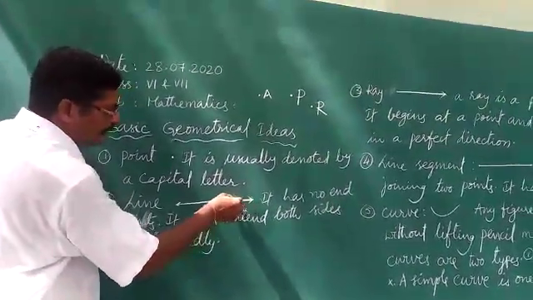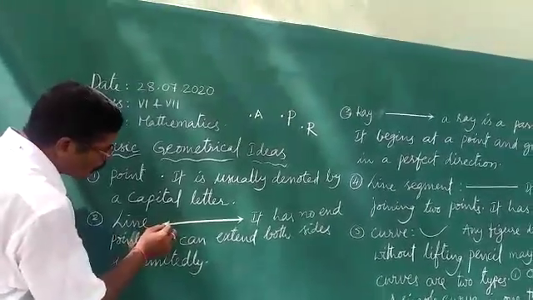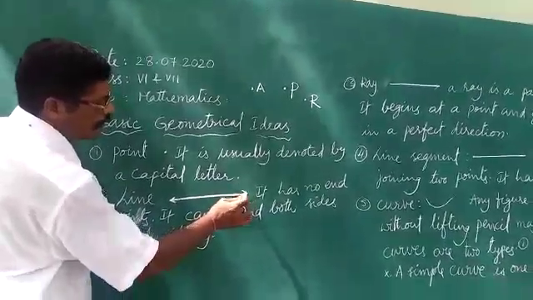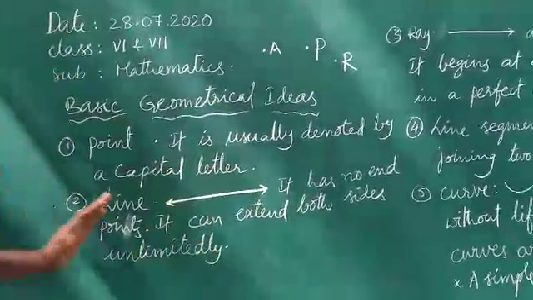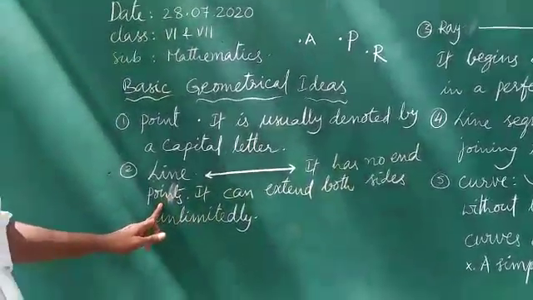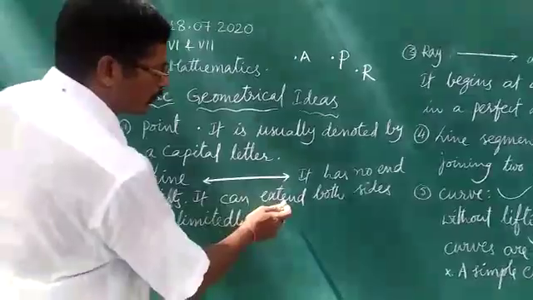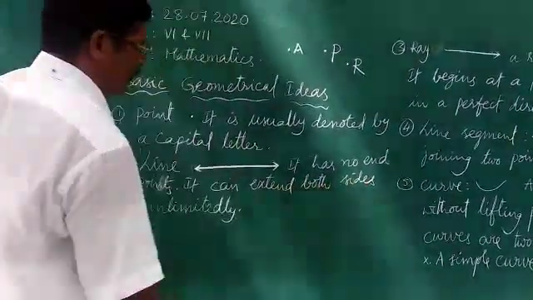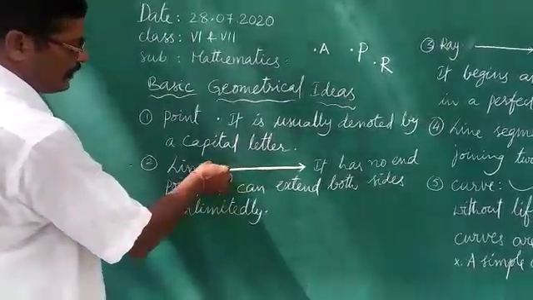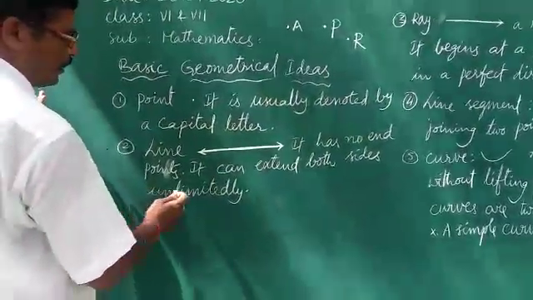Next one, line. This is the line. It has two arrow marks, both sides having arrow marks. It has no end points. It can extend both sides. It means you can extend both sides, this side or this side, right side or left side, unlimitedly.